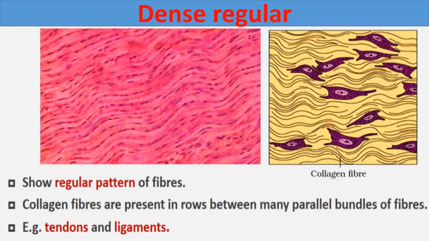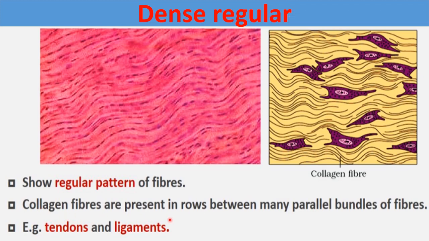Now let's study dense regular connective tissue. It shows a regular pattern of fibers. As you can see here, all these fibers are arranged in a regular pattern. So this is dense regular connective tissue.